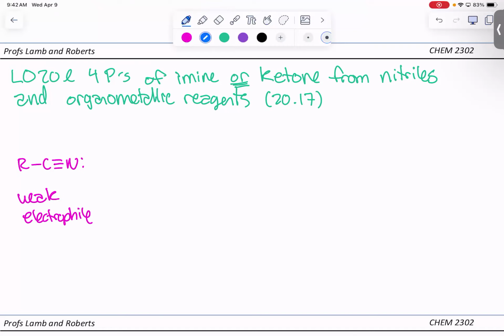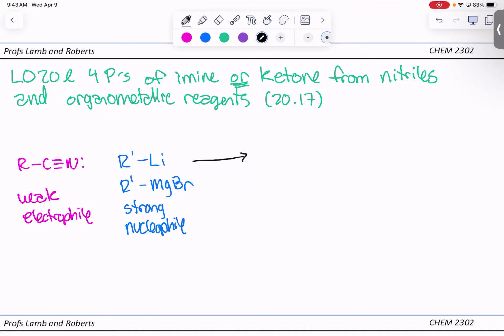And then we're going to have our organometallics. So this would be something like our organolithium reagent or organomagnesium reagent. Sometimes you hear these called Grignard reagents, but we can call them organomagnesium reagents so we understand them a little bit better. And this is going to be a strong nucleophile. You can use whatever organometallic reagent you want in this reaction.